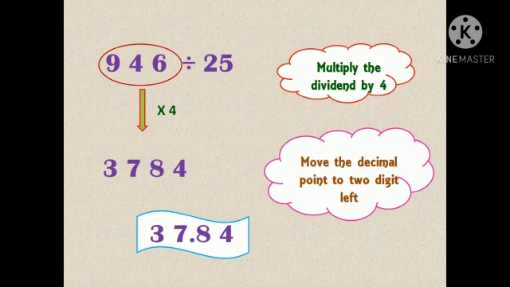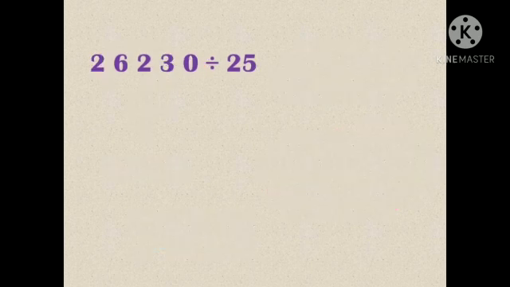So if you want to divide a number by 25, instead of dividing, we can multiply the number by 4 and move the decimal point 2 digits left. Since multiplication is very easy compared to division, if you follow this method, you can get the answer very easily and quickly. Let us solve another problem using the same shortcut trick.